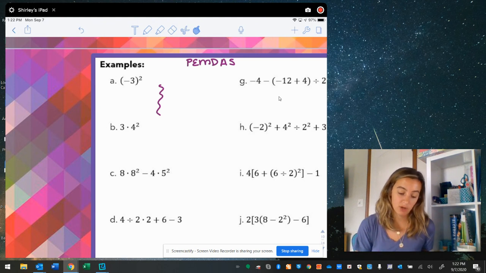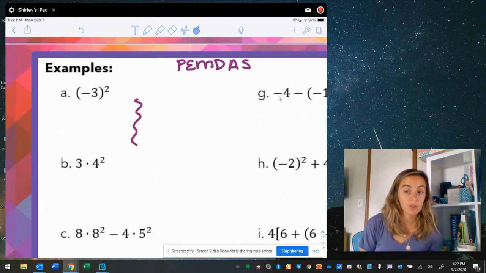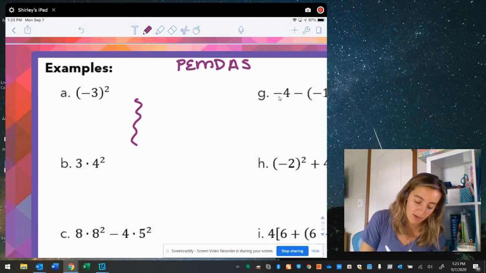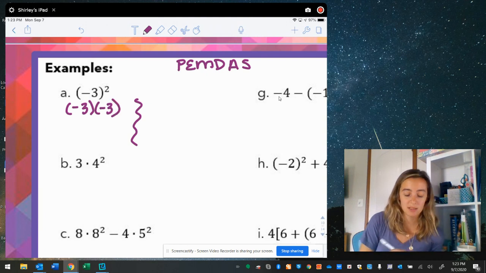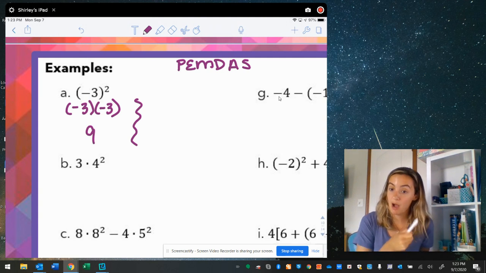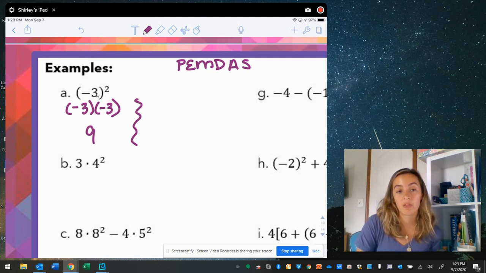So for A, starting very simple, I have (-3) squared. So that's telling me to do -3 times -3. So if I write that out, two negatives make a positive, so my answer is going to be +9. What we want to be careful about is if we see problems like this, notice that the 3 and the negative sign are both in my parentheses. So I'm squaring both of those pieces. So I have a negative number times a negative number.